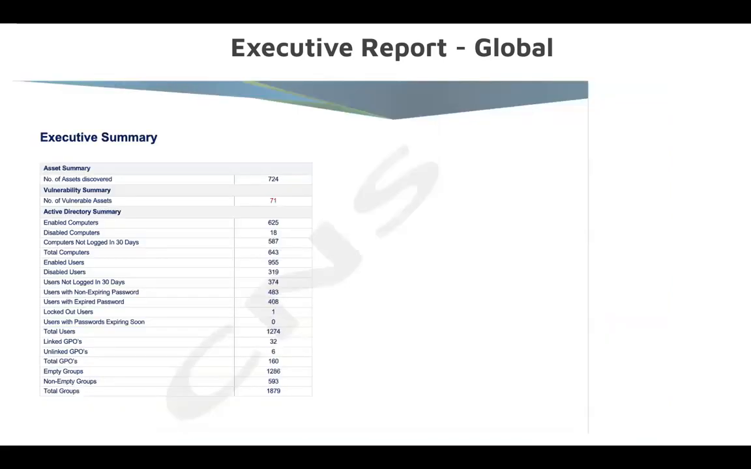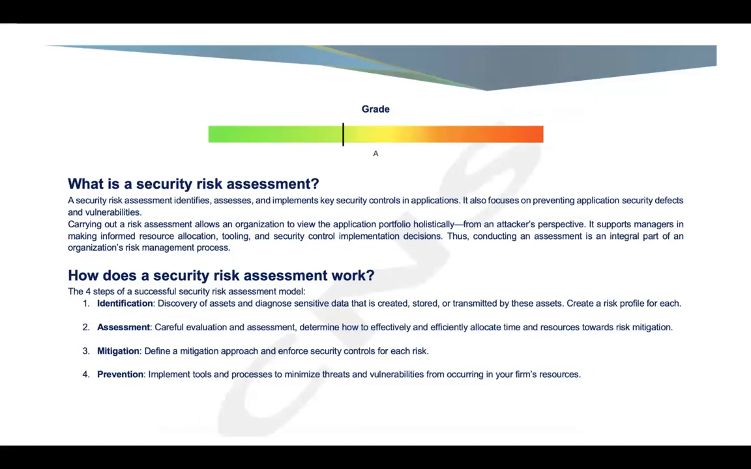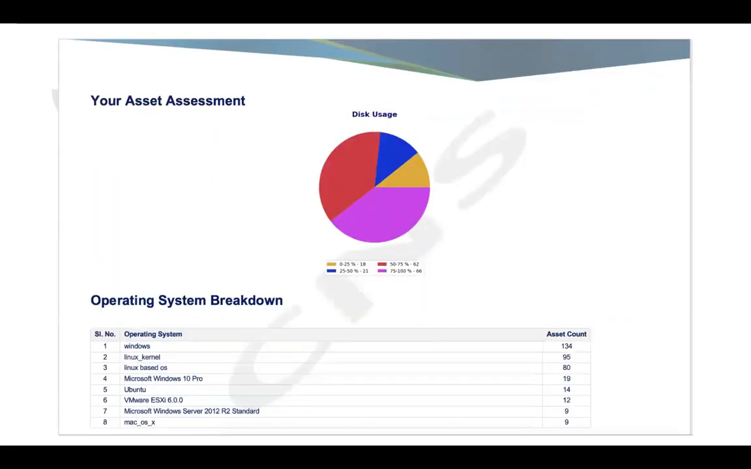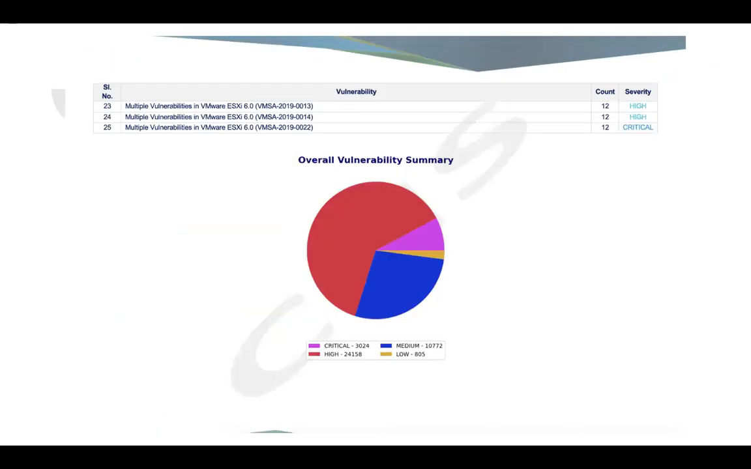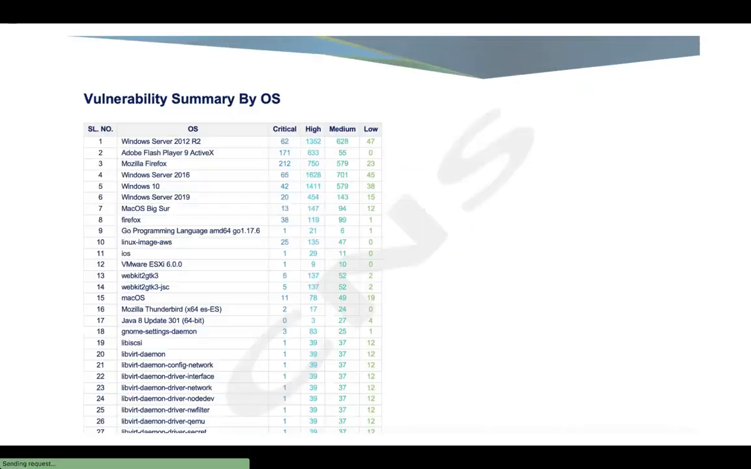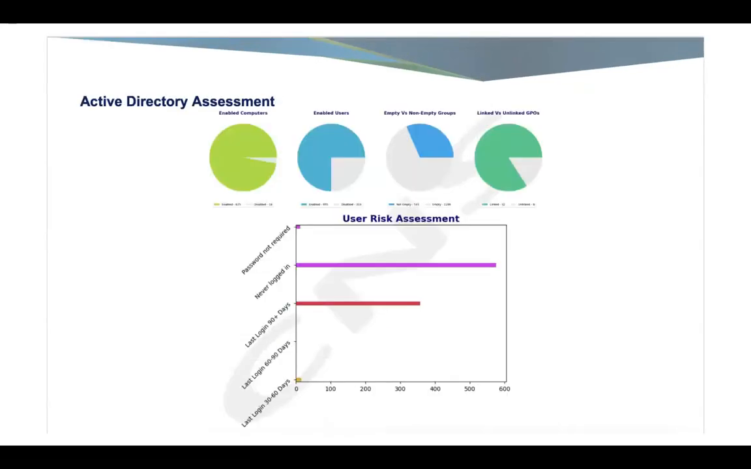It gives you a quick overview of how many assets were discovered and how many are vulnerable, and a lot of Active Directory summary information right there. And the regular reports look the way they used to look in the past. It gives you a lot of data points there, by vendor count and whatever you are seeing in your current report, except that it's now global across all your customers. So that's something that we added. Again, vulnerability by OS and so on, Active Directory assessments. So it's all across all your customers.